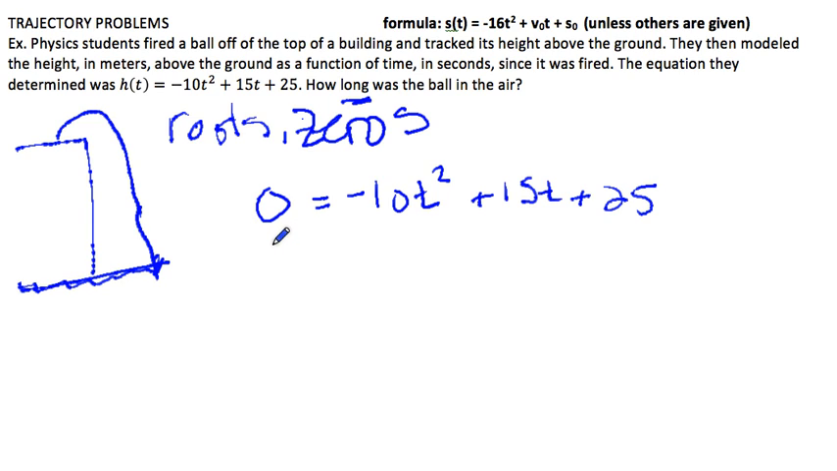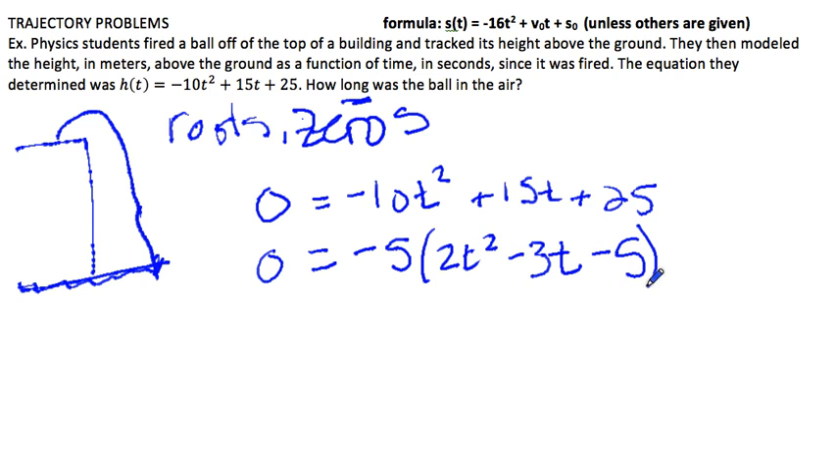Okay, so we factor. 0 equals, and I'm going to factor by grouping. You can factor any way that you are used to. I'm going to factor out the negative 5 first, so 2t squared minus 3t minus 5. And then we should see that this is the factoring: we have t plus 1 and 2t minus 5.